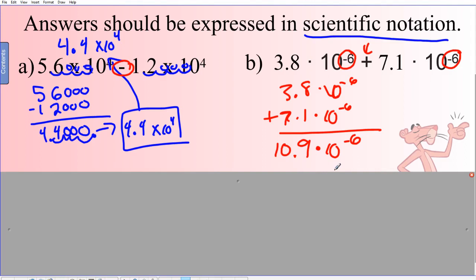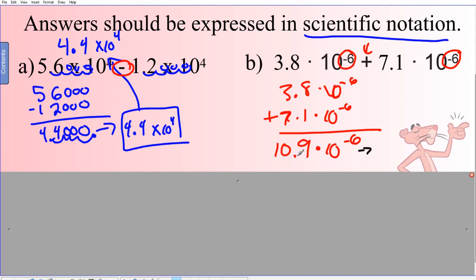My answer is not scientific notation. This is 10.9. That is not allowed. So what we have to do is change that into scientific notation. This is very familiar to what we did in the last lesson. If you did not do the last lesson, I highly recommend you go back and look. We did like 8, 9 problems like this on how you change something that's close to scientific notation into scientific notation. So here's how we do it, a quick example.